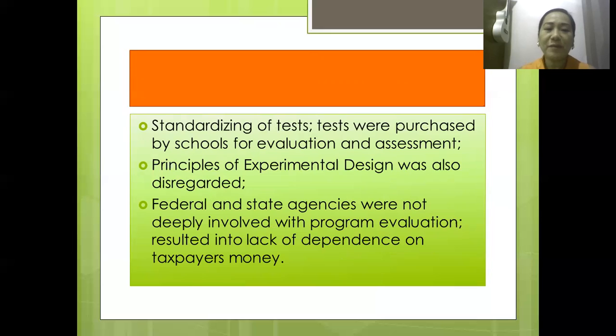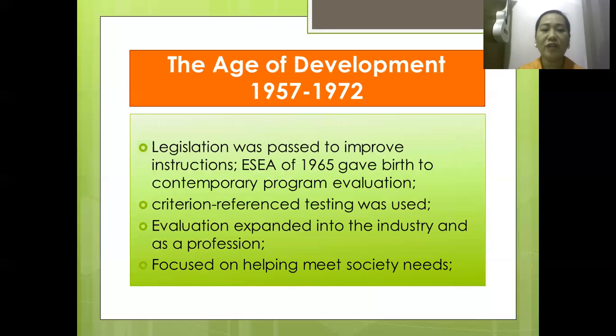At that point in time, standardization of tests was also done, and tests were purchased. Principles of experimental design were also disregarded. Federal and state agencies were not deeply involved with program evaluation, which resulted in a lack of dependence on taxpayers' money. At that point in time, the education system was not funded, and it was a little bit away from taxpayers' money. Taxpayers' money went to military expenditures and others.